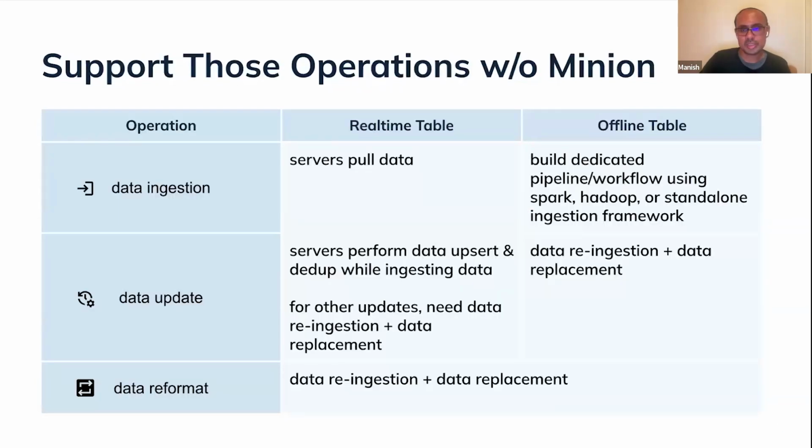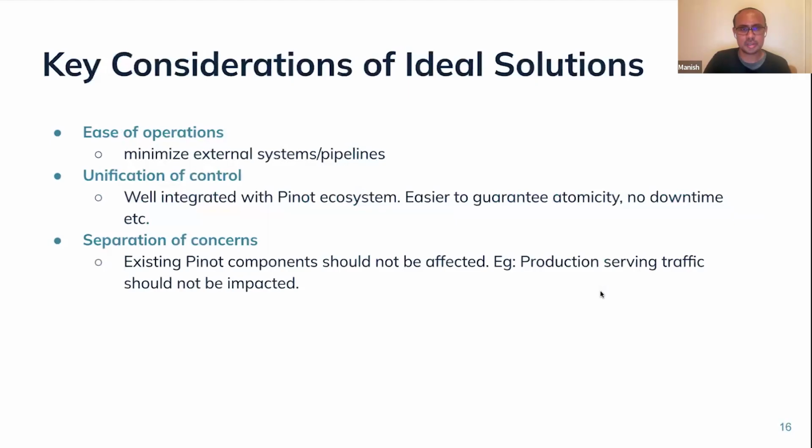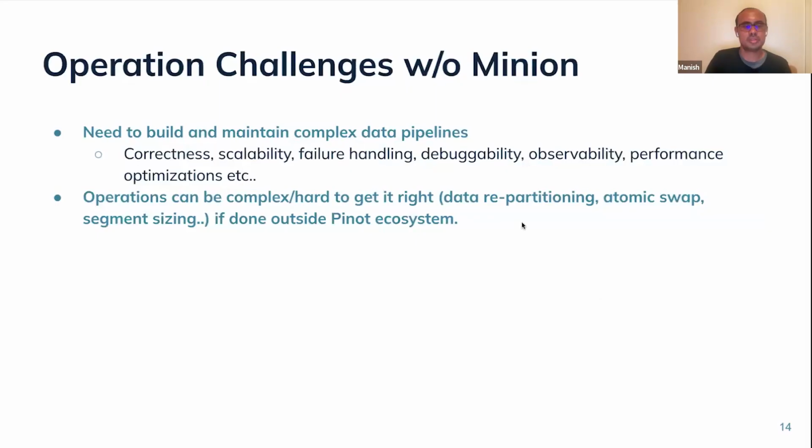Right. So as you can see, wherever the work involved needs a dedicated pipeline or workflow, like batch ingestion, a reformat, or even updates like GDPR kinds of updates, for these operations the main pain point is you need to build and maintain complex pipelines, right? You might wonder, maybe you can build it one time and be done with it and throw it away. But then oftentimes you might have to use that pipeline periodically. You need to do some backfilling or any of those things.